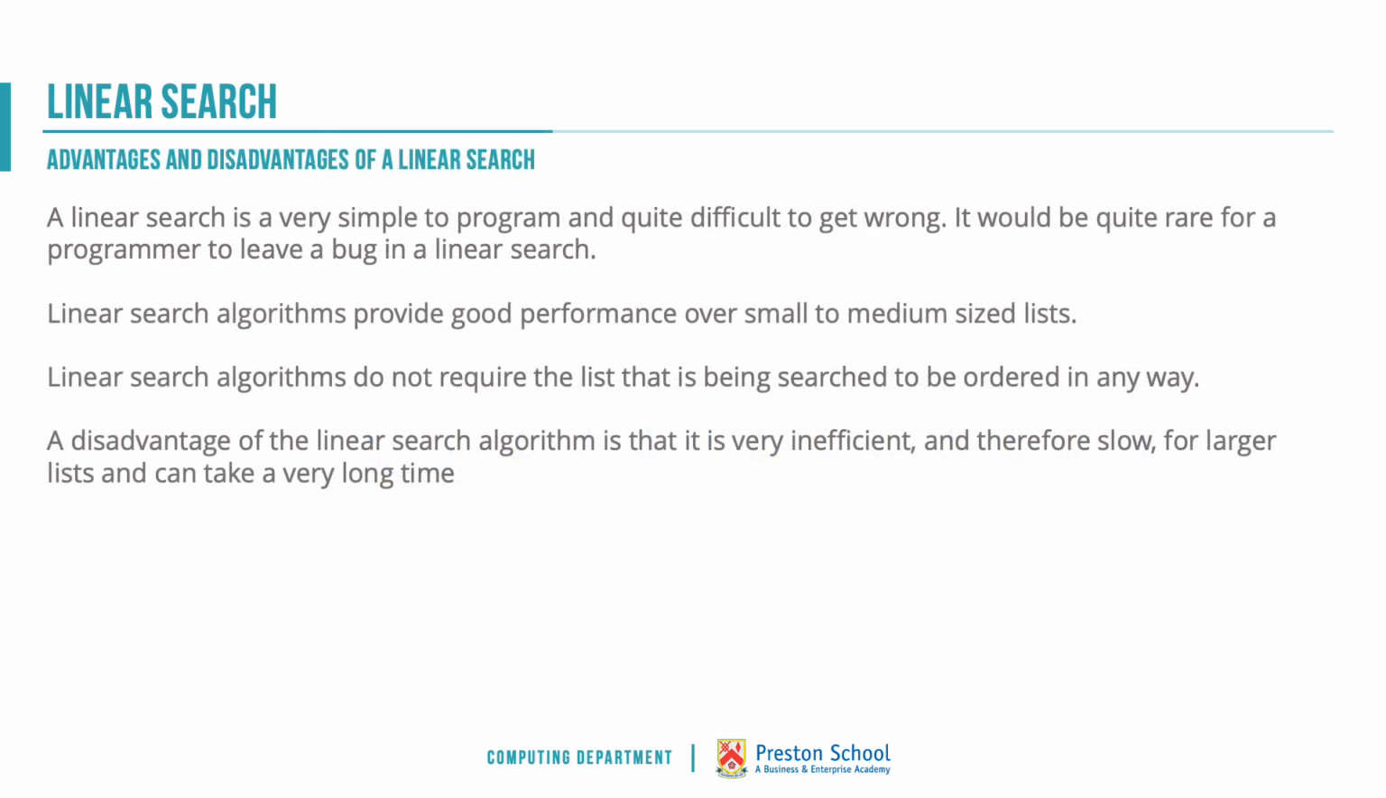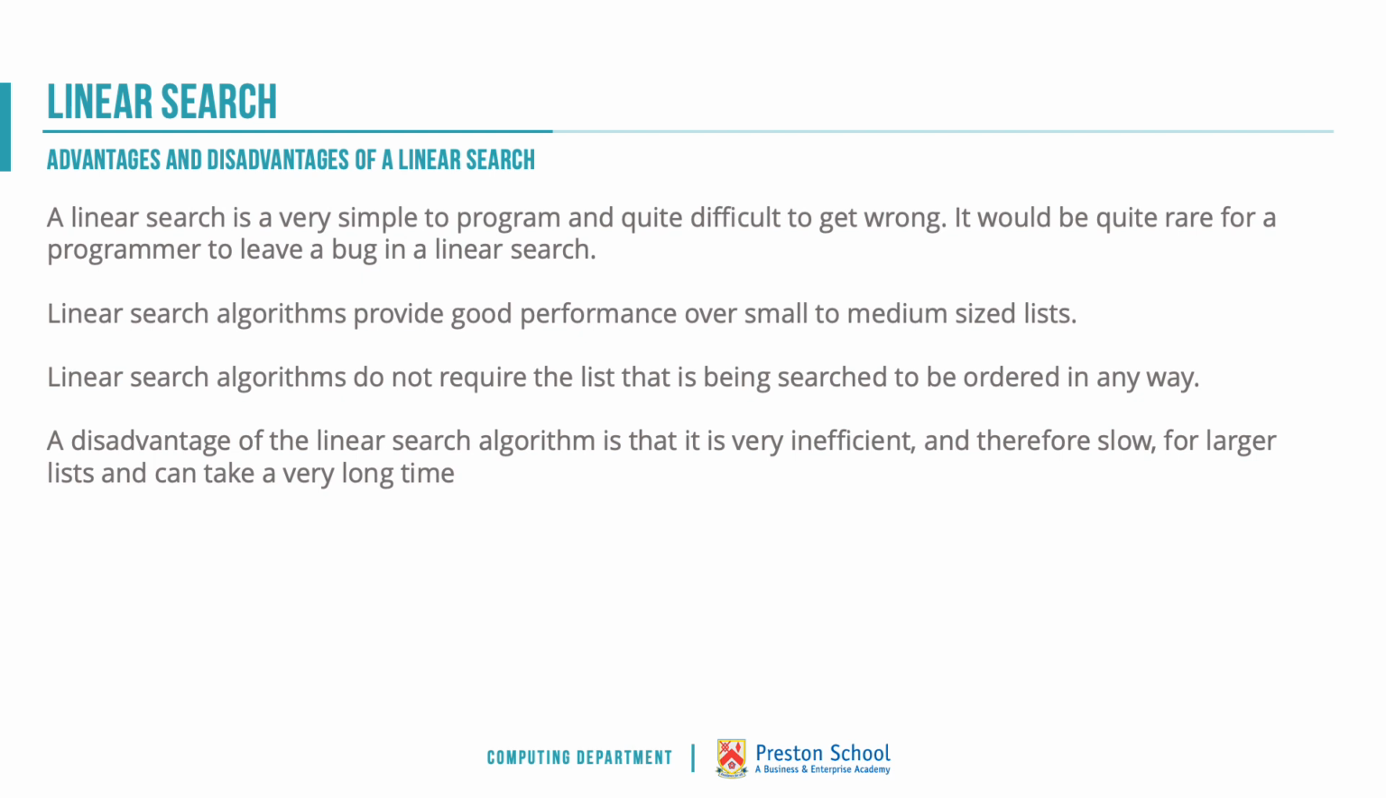So, first good thing, a linear search is very, very simple to program. It's quite difficult to get wrong, and it would be fairly rare for a programmer to leave a bug in a linear search. It's kind of either going to work or it's not. A linear search provides fairly decent performance over small and medium-sized lists. And a linear search does not require the list to be ordered in any way. It doesn't need to be in numeric or alphabetical order. It will always find the answer if the answer is in the list somewhere, and it doesn't matter how the list is ordered.